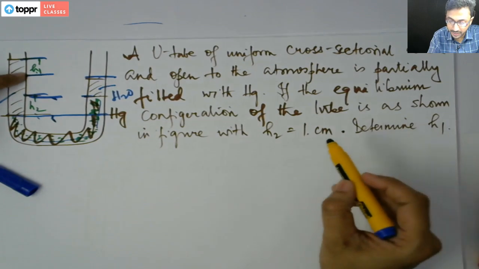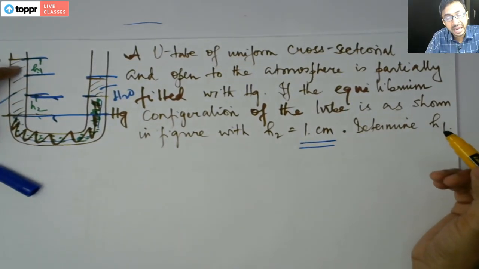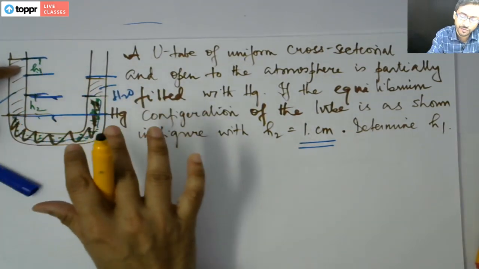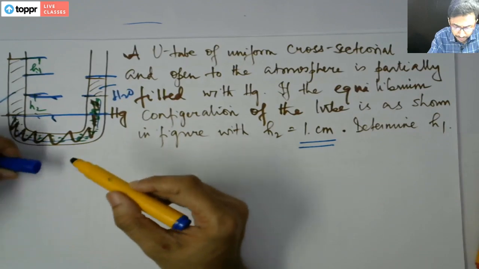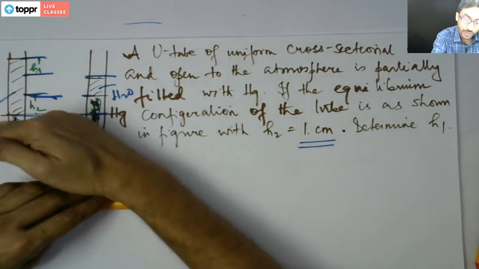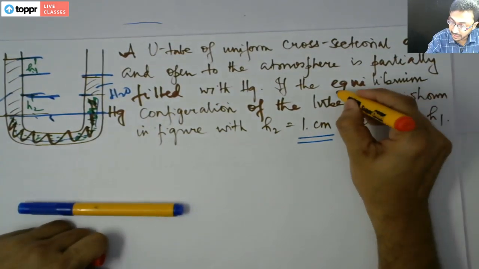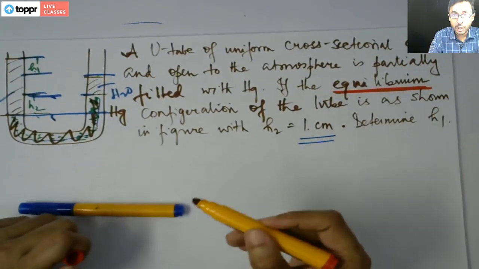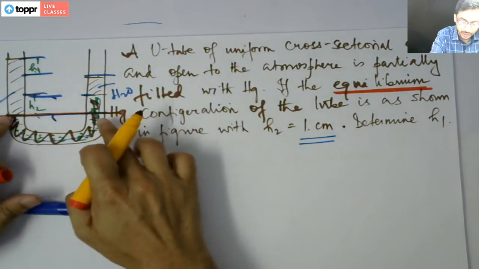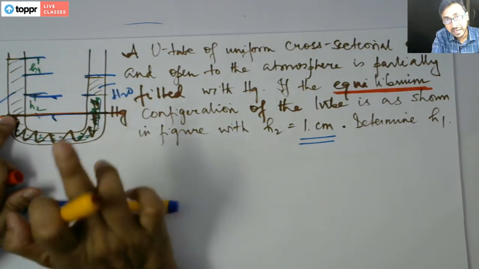Now what we have to find out, H2 is given equal to 1 centimeter. We have to find out H1. Now how to approach this kind of problem? You will see this kind of problems plenty. First, take any reference point where you can balance the pressure in an equilibrium. Mark the word equilibrium. So when it is in equilibrium, then definitely the pressure at 2 points in a liquid system will be equal.